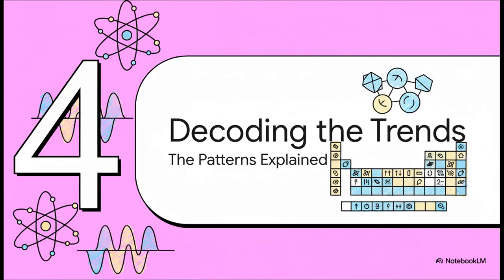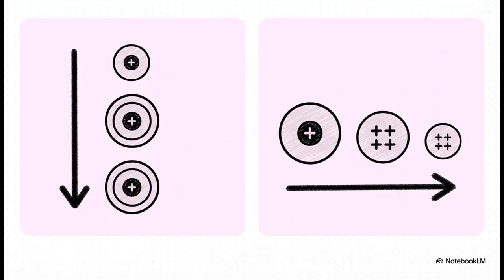All right, so now that we get the why behind the table structure, all those predictable patterns we talked about at the start are no longer mysterious rules you have to memorize. No, they're just the logical consequences of this beautiful quantum structure. Let's start with atomic size. As you go down a column, what are you doing? You're adding a whole new electron shell, a new energy level. So of course, the atoms get bigger.